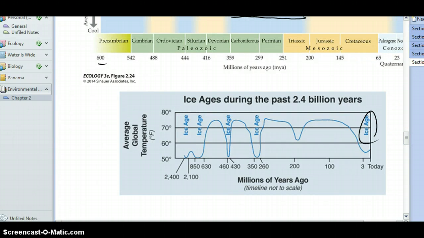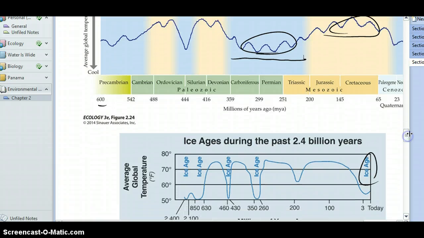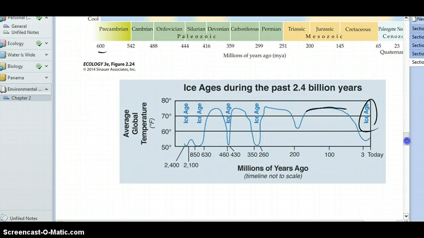We are in a period now where this is happening, but you can see there's long stretches throughout the Triassic, Jurassic, and Cretaceous. There's long periods where it was just relatively warm. Again, fluctuating some, but no ice ages were occurring.